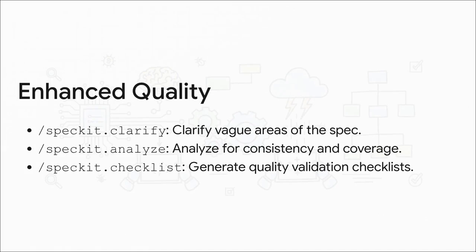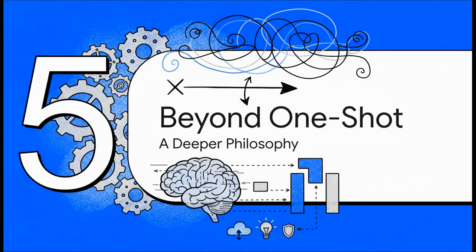But it gets better, because there are also these fantastic commands just for quality control. You can ask the AI to clarify any vague parts of your spec, analyze it to make sure everything's consistent, or even generate a checklist to validate your requirements. It's basically like running unit tests, but on your plain English specification. How cool is that? Now, I know what some of you might be thinking right now. Isn't this just another fancy prompt for a code generator? Well, the philosophy behind it shows it's actually designed to be way more robust than that.